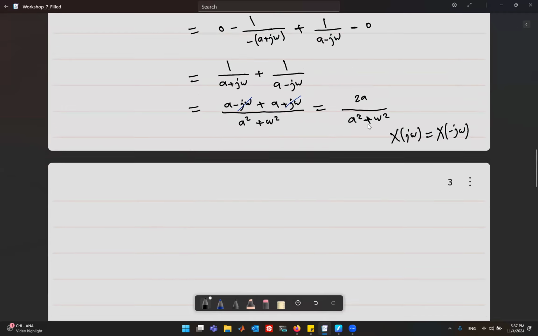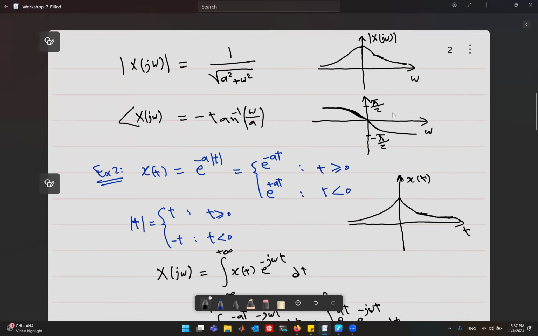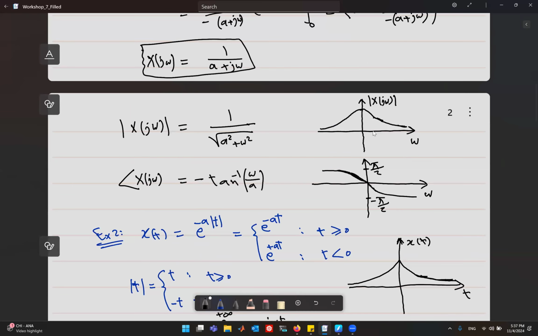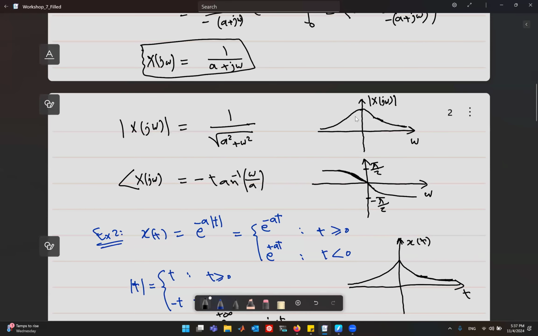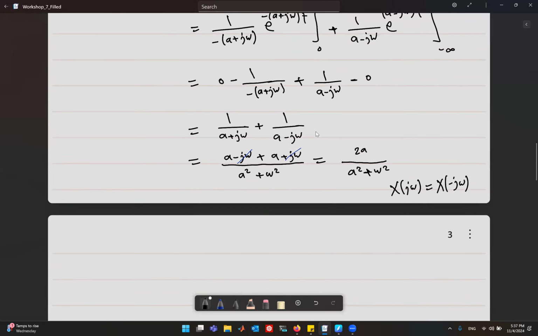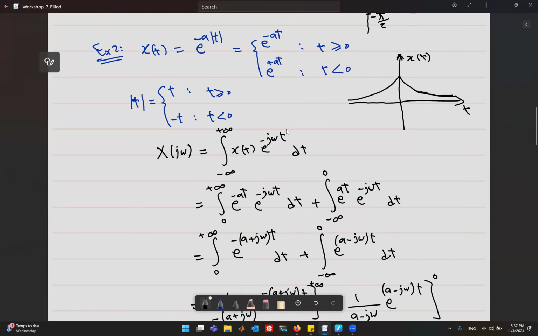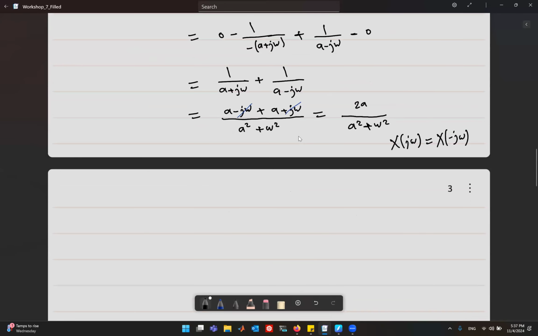And if we want to plot this one, it will look similar to the one from the previous example, but the scaling will be different, and the shape will be the same. And again, this one will also be similar to a low-pass filter. And also, this is real, so if you want to find the magnitude, it's the same as X(j omega) itself, because it's real.